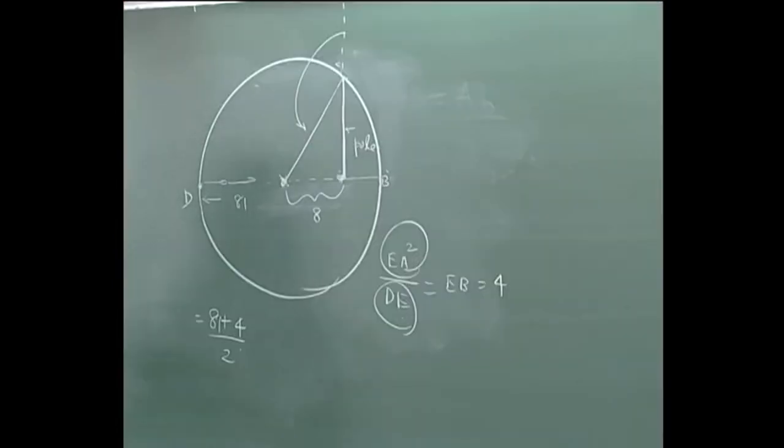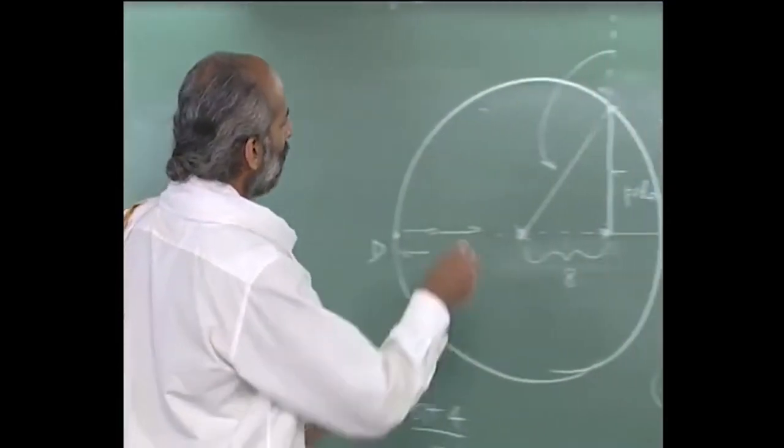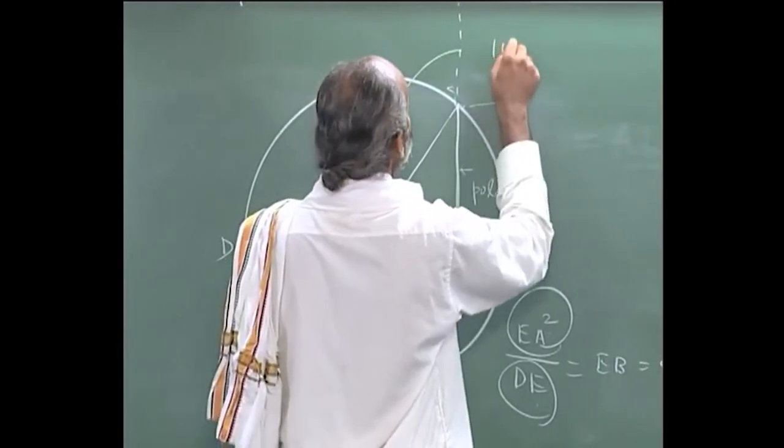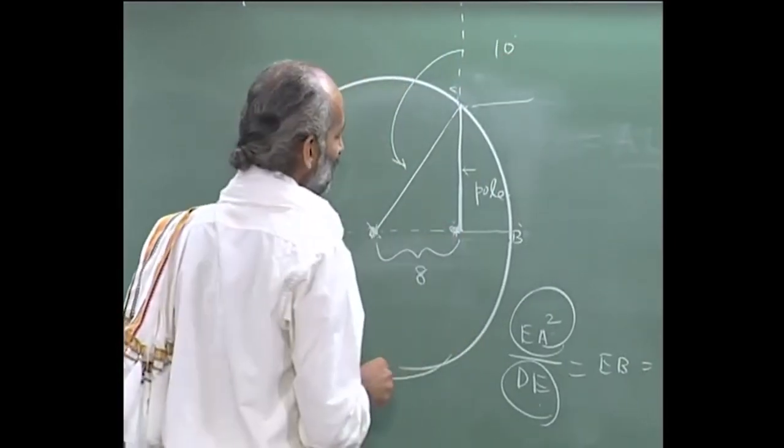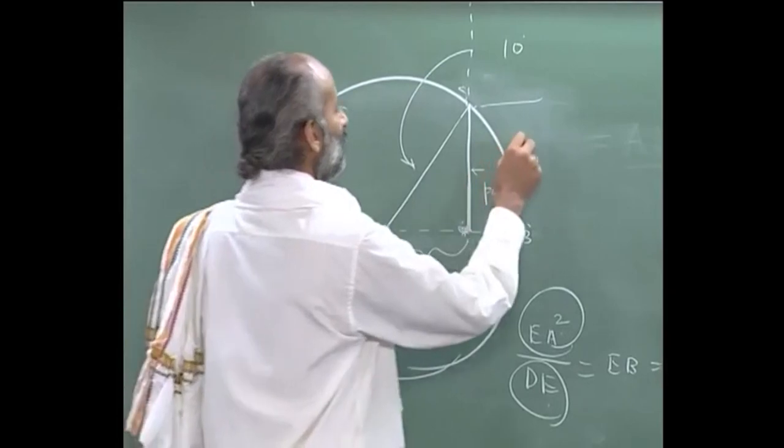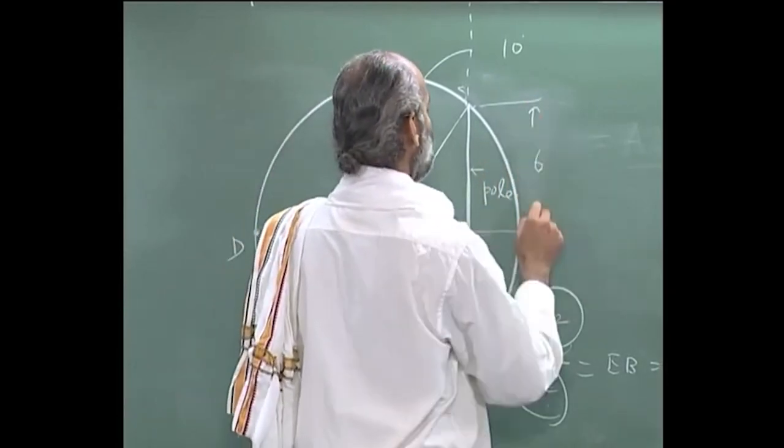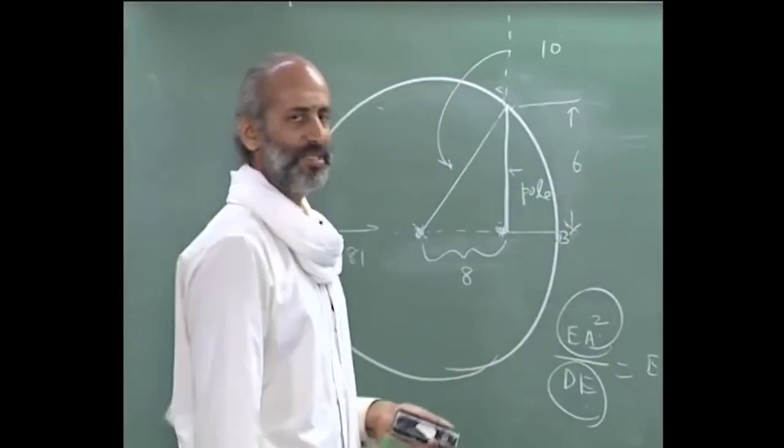You should be able to get the desired answers. The answers are 10 and 6, okay. So 10 from the top and 6 from the bottom, so this is the total height. Total height was stated to be 16.